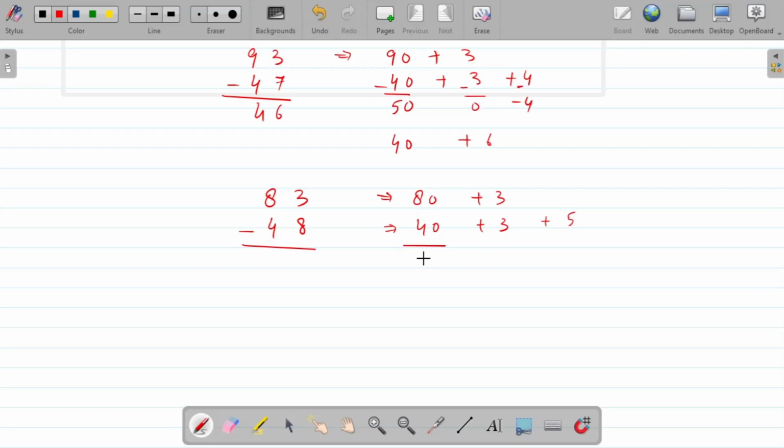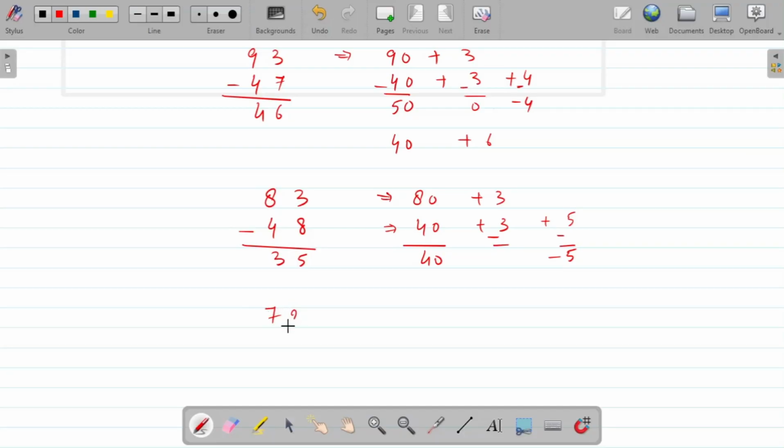So 80 minus 40 will be 40. 3 minus 3 is 0. What you have is you are still to subtract 5 out of this. So 40 minus 5 is 35. And you do all this in oral work. For example, it is written like this.